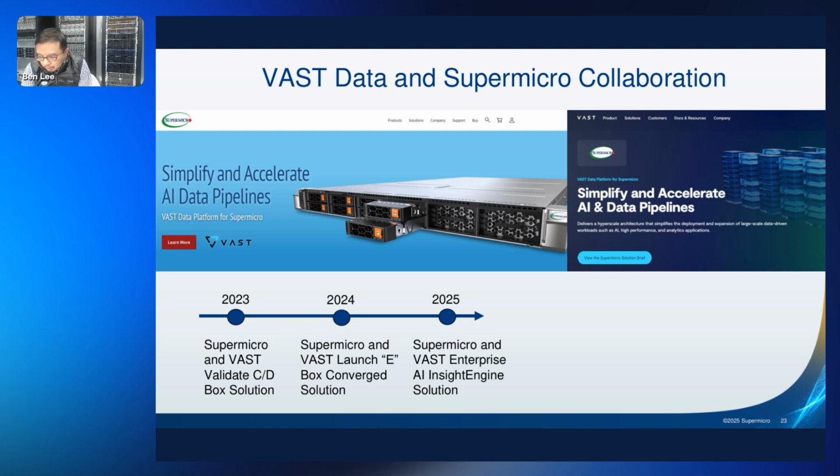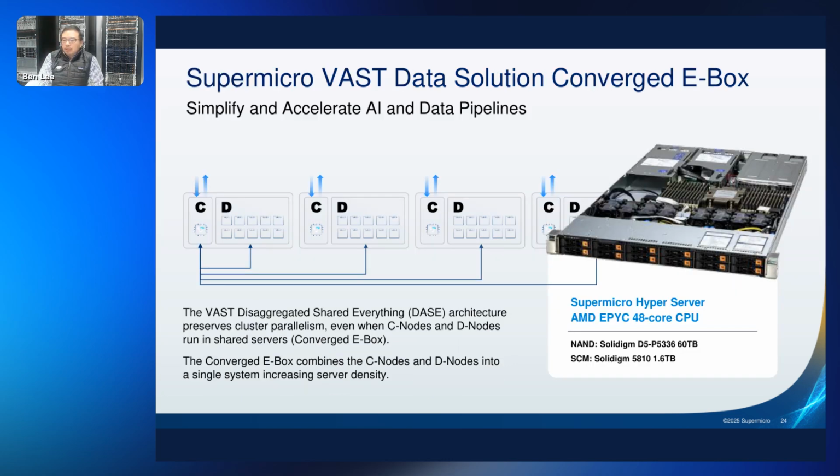So let me share a very quick piece of information about the VAST Data Converged EBAS. Basically, we simplified and accelerated the AI and the data pipeline together by integrating the typical VAST C nodes and also the storage nodes, the D nodes, into one single bus. So the benefit is we can reduce the total number of systems per cluster. That means we also reduce the physical space and lower the power consumption.